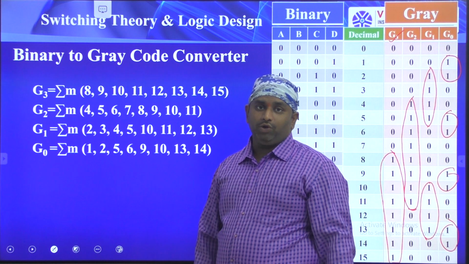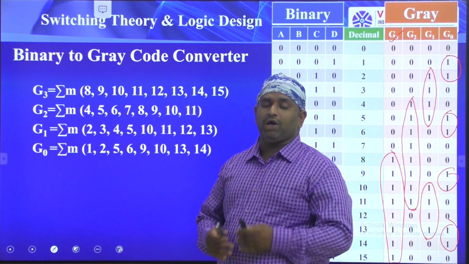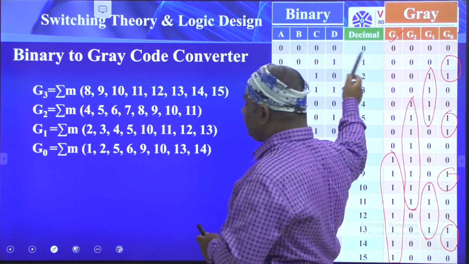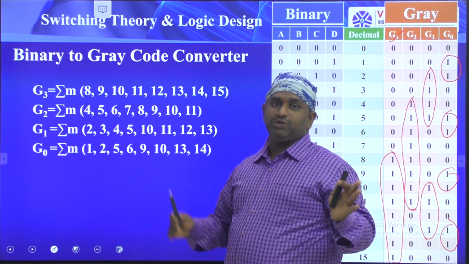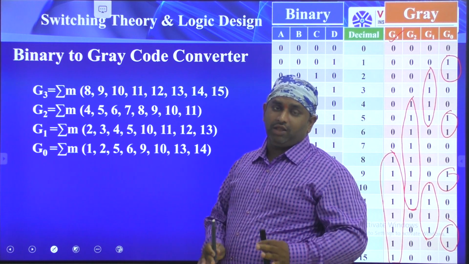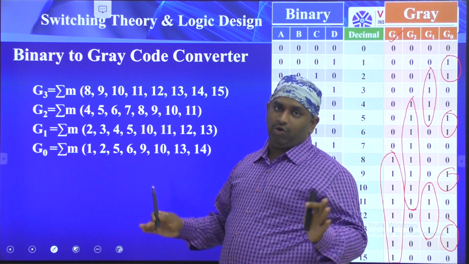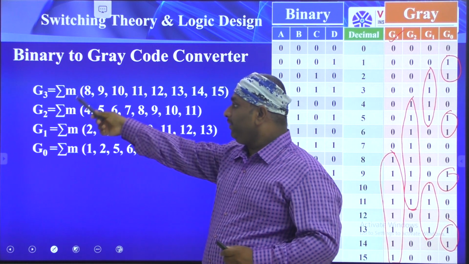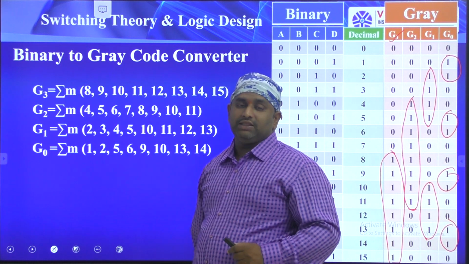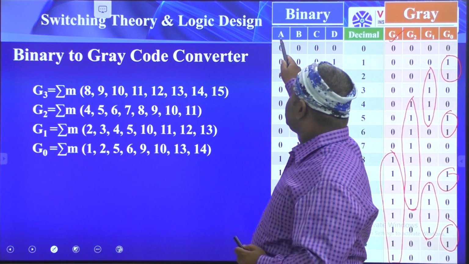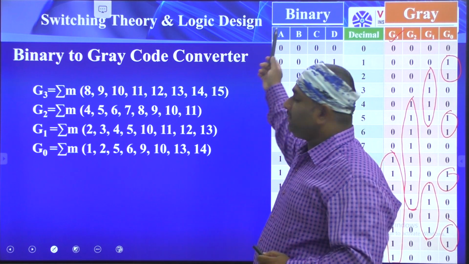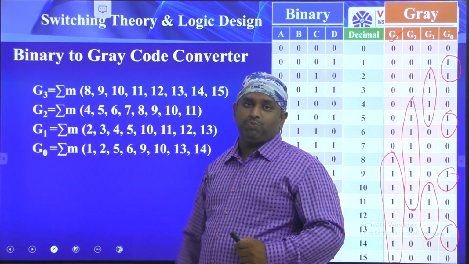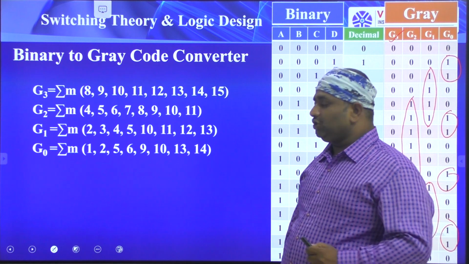Right. Now, according to the procedure, when you are designing a converter, the first step is to write the truth table between inputs and outputs, which we have already written. Second step, you have to write down the Boolean expressions for the outputs. Here I have 4 outputs, G3, G2, G1, G0, and the inputs are A, B, C, D. So I have written the corresponding Boolean functions G3, G2, G1, G0.